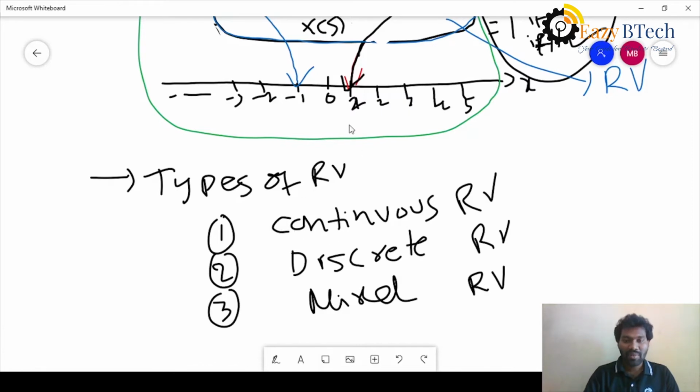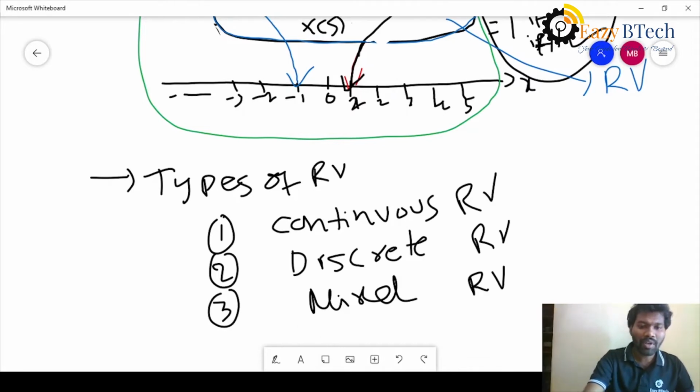So if I want to call this a continuous random variable, that means your arrow mark should indicate everything from 0 to 1. But here you are mapping to only 1, here it is mapping to only -1. So the mapping onto the real axis completely depends on your function and also on the sample space. So based on the sample space and the given random variable function, you can determine whether the given random variable is continuous or discrete.